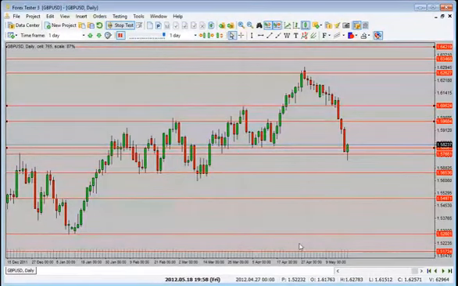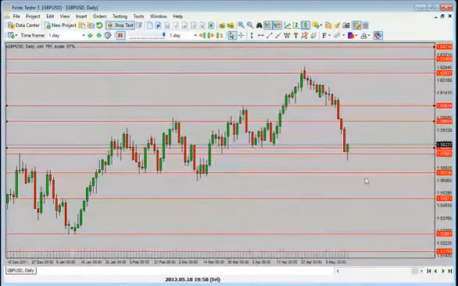So Greg says pullback, likely bias to the downside. I am of that opinion here as well. And Joel says to the downside. Okay, so what I'm looking for here, we do have a bullish candle close here. It's not an engulfing candle close, so there's not quite a shift in momentum yet. But we could see a further pullback, but overall bias is still to the downside.